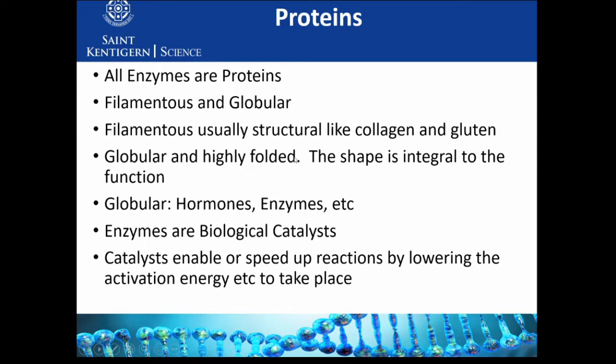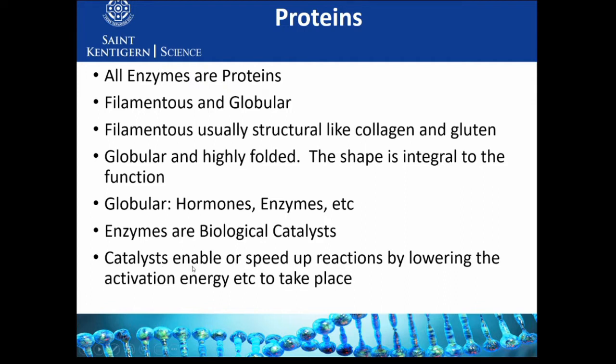Now remember earlier we touched on the lock and key mechanism, and we'll touch on that again today. But it's the shape of that. If the shape is not right, then the substrate, or the thing that it has to help react, won't fit, and consequently the reaction won't take place. Globular proteins usually include things like hormones and enzymes. And as I said earlier, enzymes are biological catalysts. Catalysts enable or speed up reactions by lowering the activation energy.